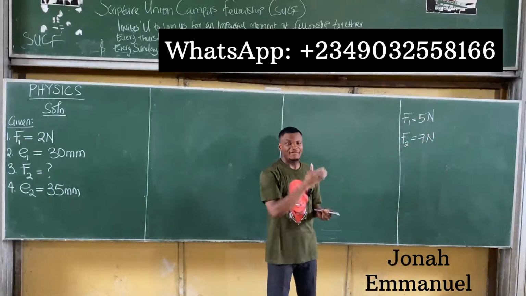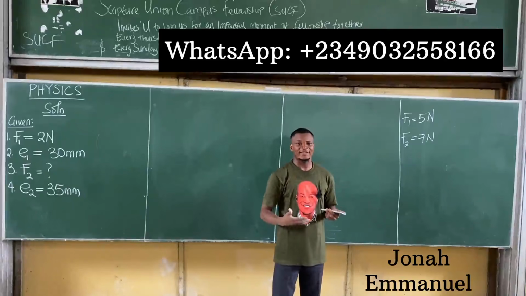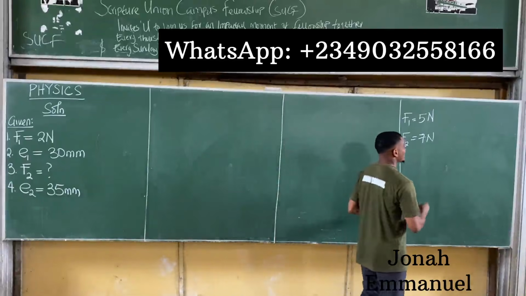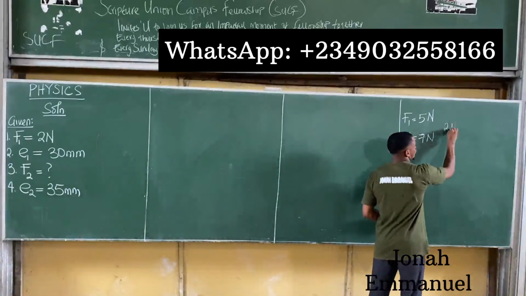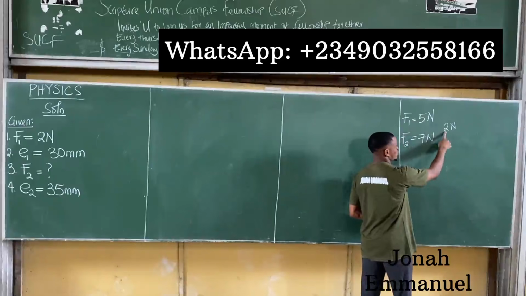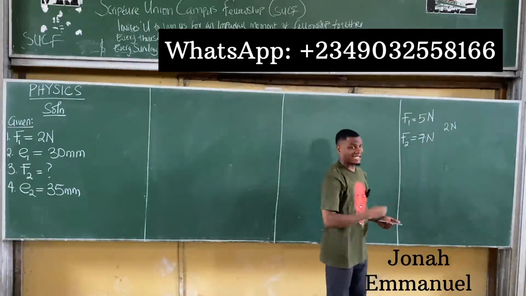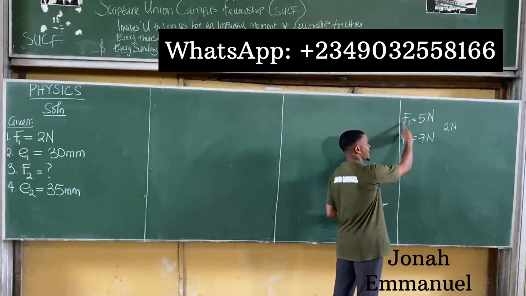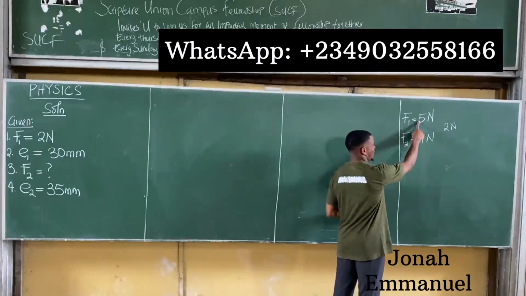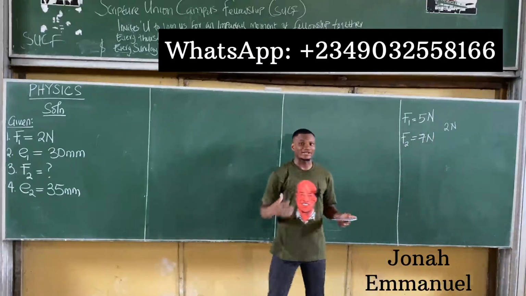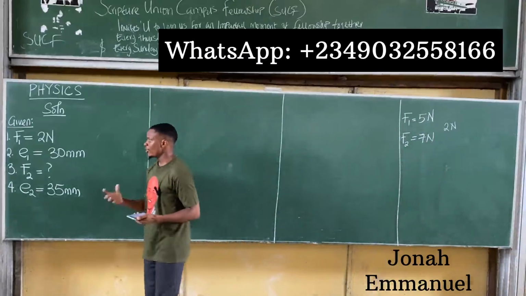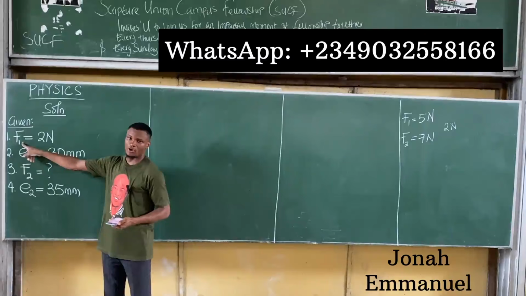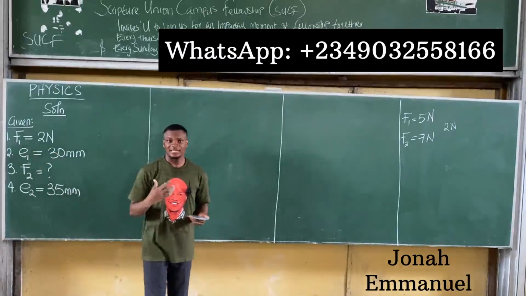Now, if I should ask you what force has been added to F1 to get F2, you will say that for this case, the added force would be 2 Newton because 5 plus 2 gives you 7. In other words, the additional force is simply the difference between F2 and F1. 7 minus 5 gives you 2. That's how we get the additional force. So for us to get the additional force, we have to subtract the value of F1 from F2.